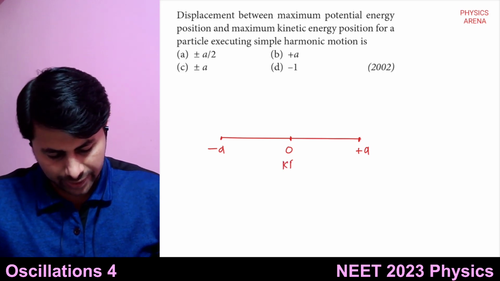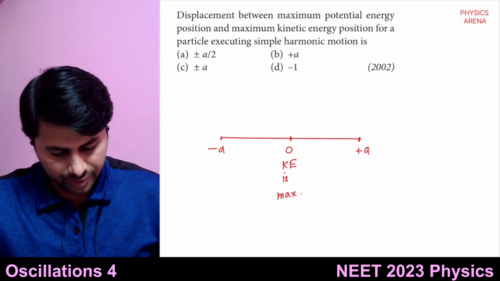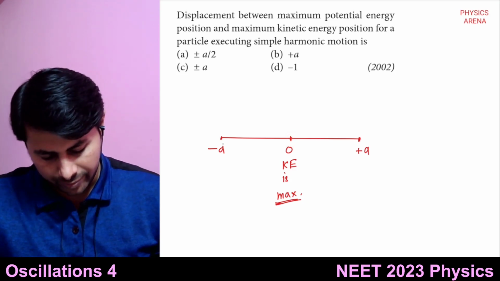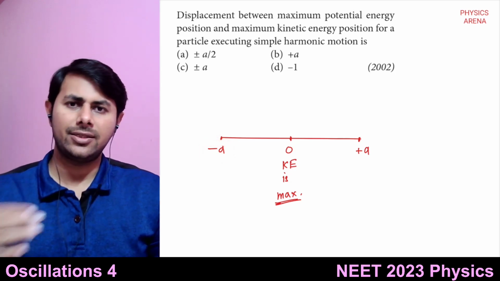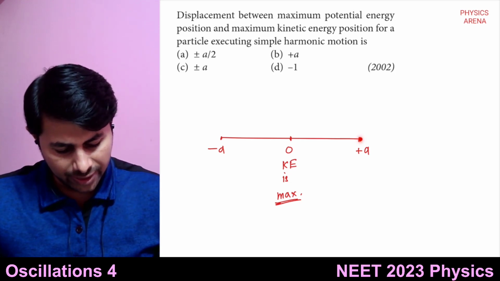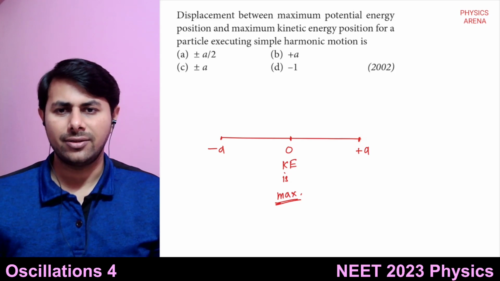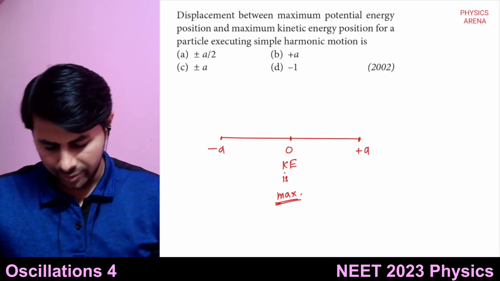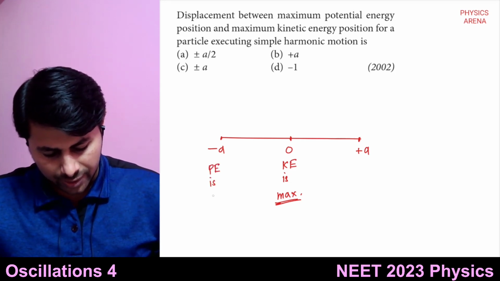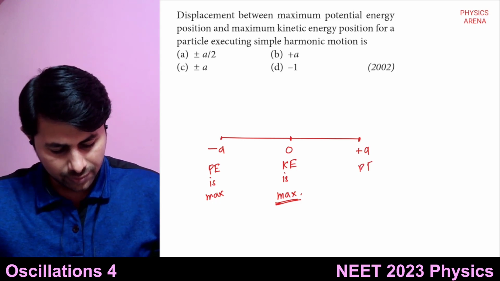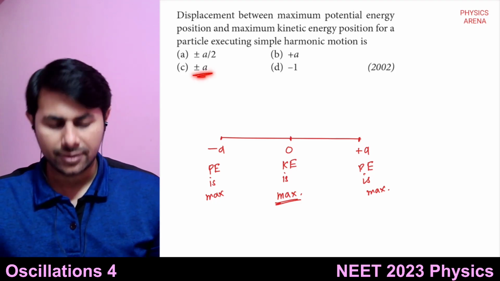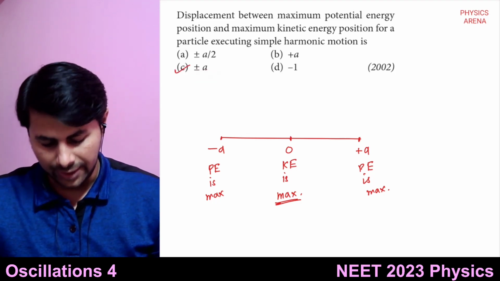kinetic energy is maximum, KE is maximum, right? So you subtract this position from minus a, what do you get? Minus a minus 0 is minus a. Okay, and if you subtract it from plus a, then you will get plus a. So these are the two positions where potential energy is maximum. Okay, so that's why it is plus minus a, right?